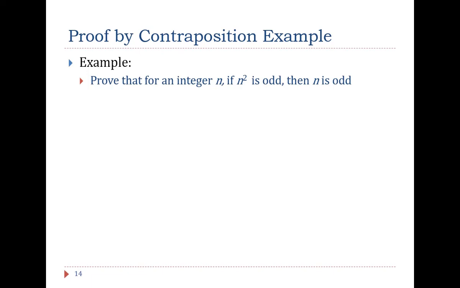So when n is even, then n squared is necessarily what? Even. We just proved this at the beginning. So now we have a proof for these two cases. Okay, good.